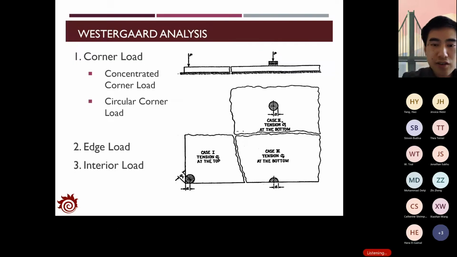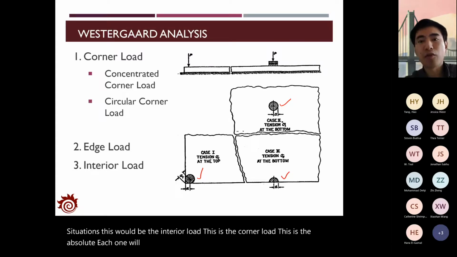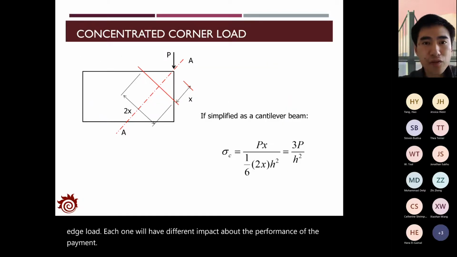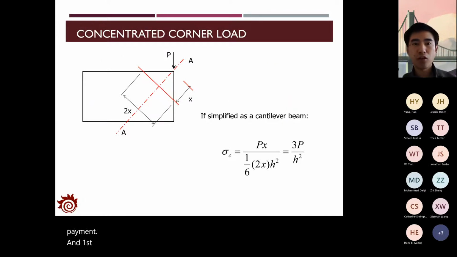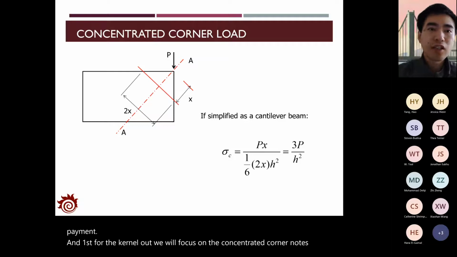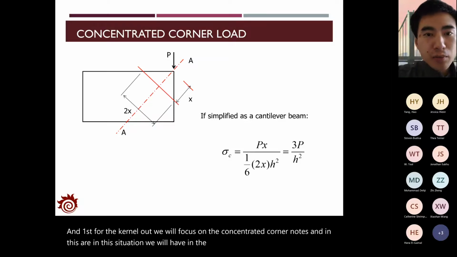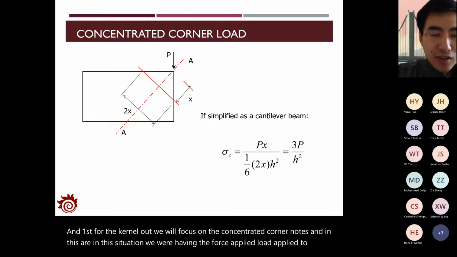And in this figure, you can actually see these three different situations. This would be the interior load. This is the corner load. This is the edge load. Each one will have a different impact on the performance of the pavement. And first, for the corner load, we will focus on the concentrated corner load. And in this situation, we will have a load applied to the corner of the PCC slab.